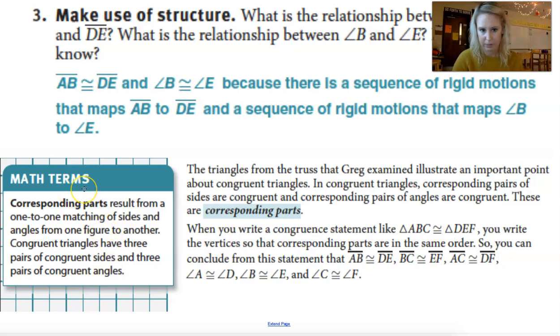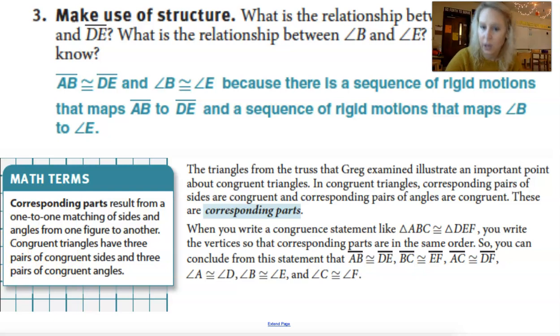All right, let's look at this math term. Corresponding parts result from a one-to-one matching of sides and angles from one figure to another. Kind of like flipping it onto each other. Congruent triangles have 3 pairs of congruent sides and 3 pairs of congruent angles, okay? So again, you can know 6 pieces of information.